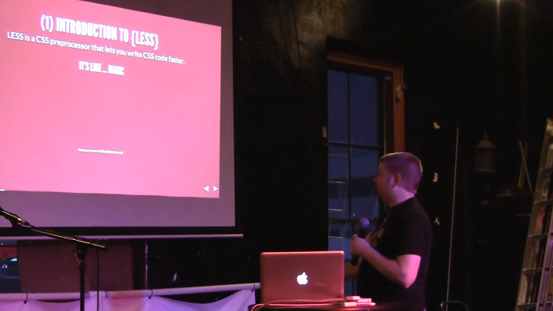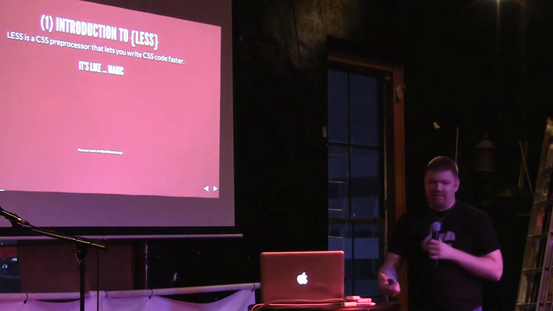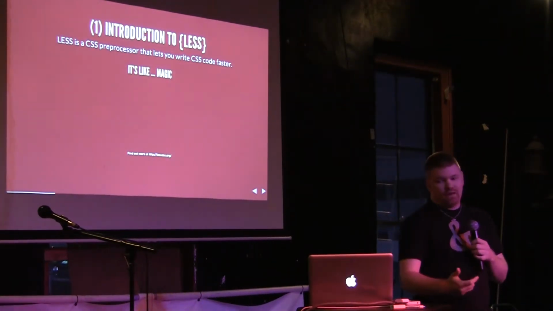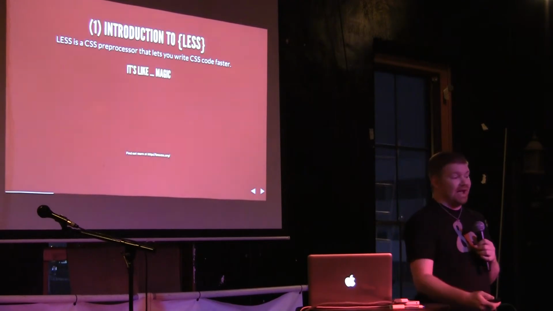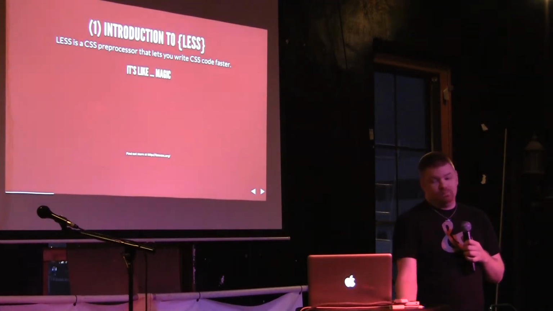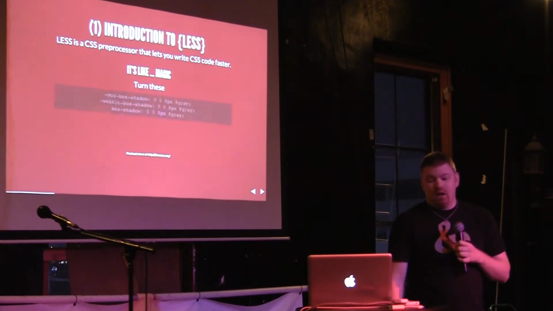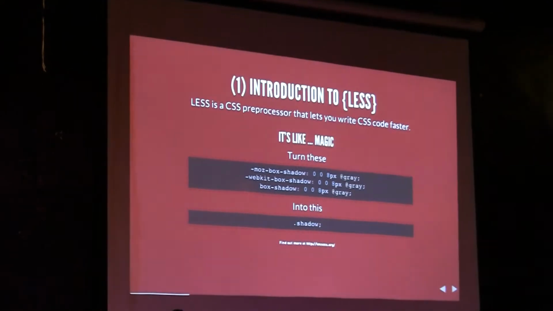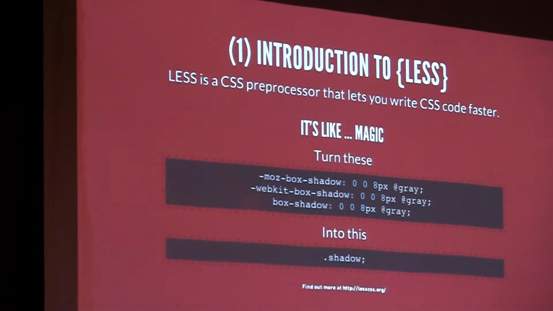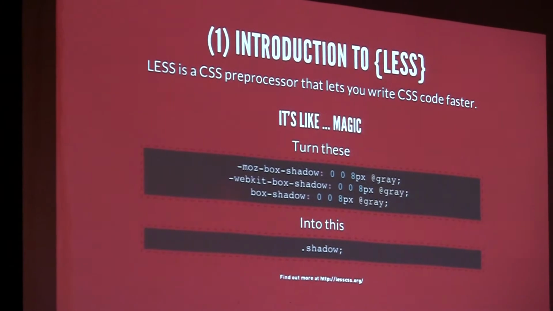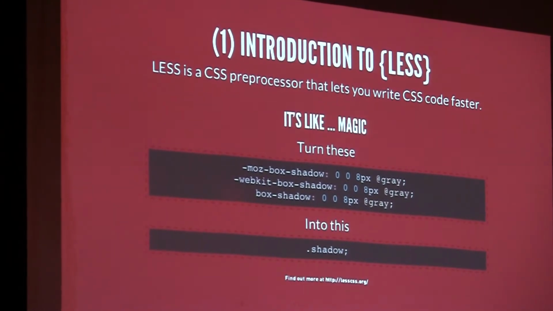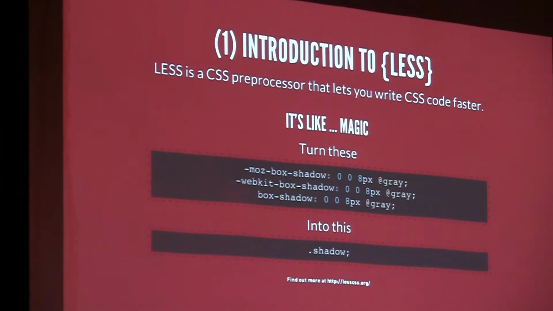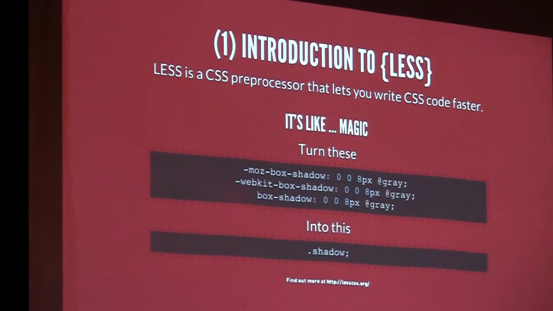So first off, Less is a CSS preprocessor that allows you to write CSS code faster. And basically, it's like magic. Everybody's seen this. You're probably tired of writing the same CSS code over and over and over again. I was too. Less allows you to have a little magic, and you basically turn the top section into the bottom section. So you can turn a whole string of shortcuts into a single word.